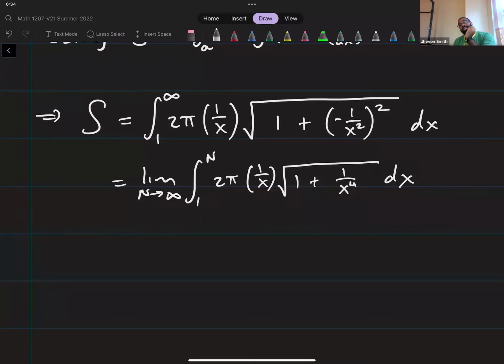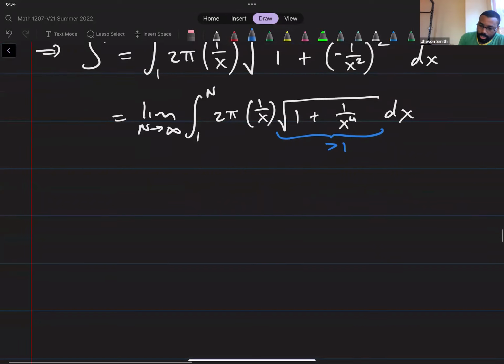Now, it turns out this integral is actually pretty annoying to do directly. I wouldn't even try to do this, but there's something you can notice here: this radical is greater than 1 for sure, right? So in other words, you're taking 2 pi times 1 over x and multiplying it by something bigger than 1. So this integral is greater than or equal to the integral if I just ignored that part.